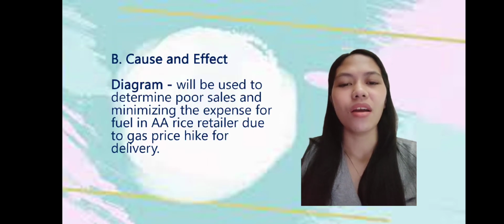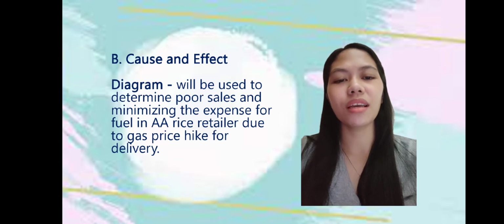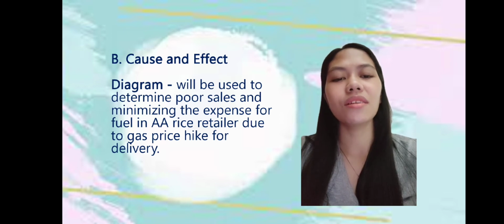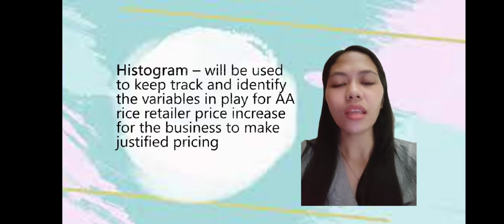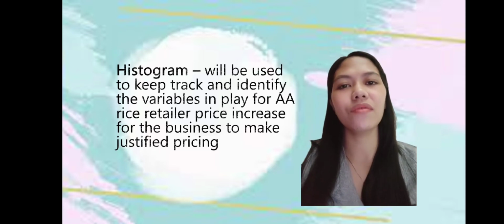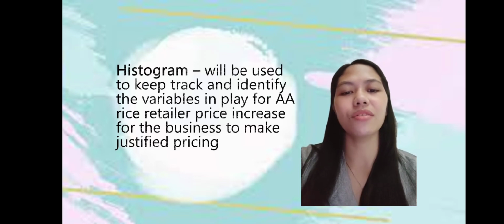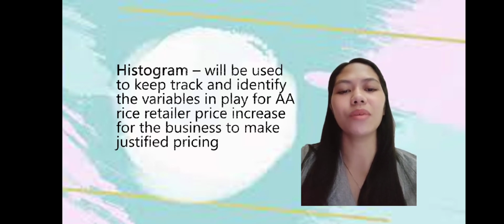size. For the cause and effect diagram, will be used to determine poor sales and minimizing the expense for fuel in AA Rice Retailer due to gas price hike delivery. And for the histogram will be used to keep track and identify the variables in play for a rice retailer price increase for the business to make justified pricing.